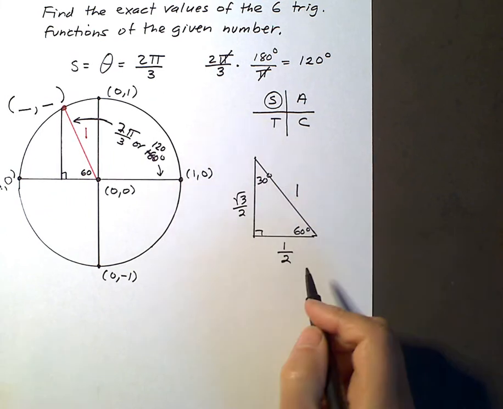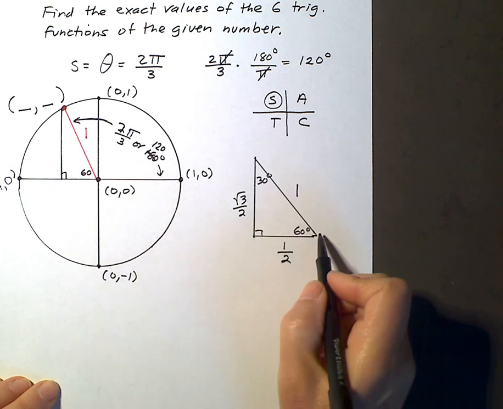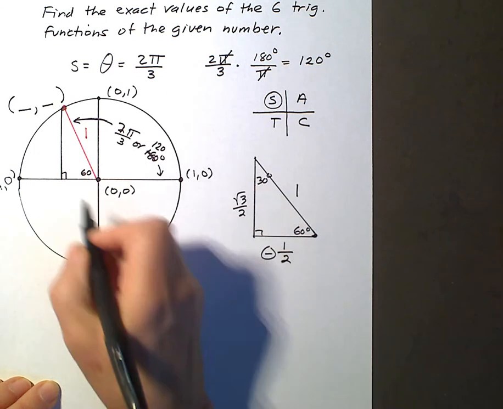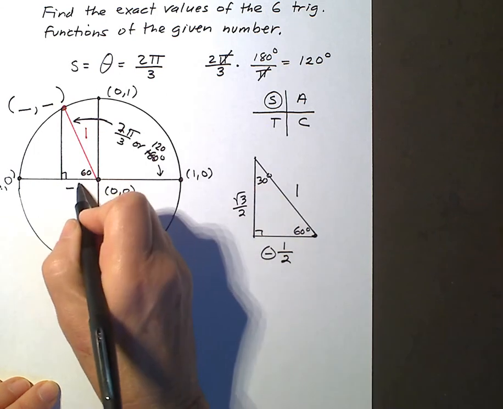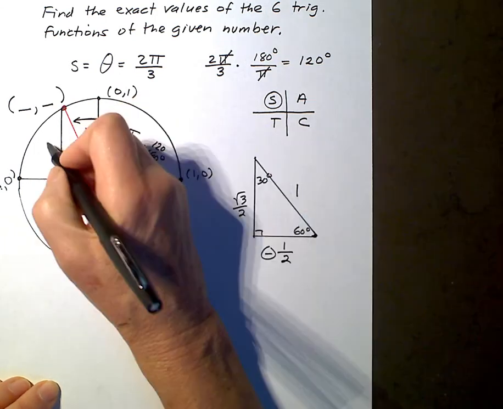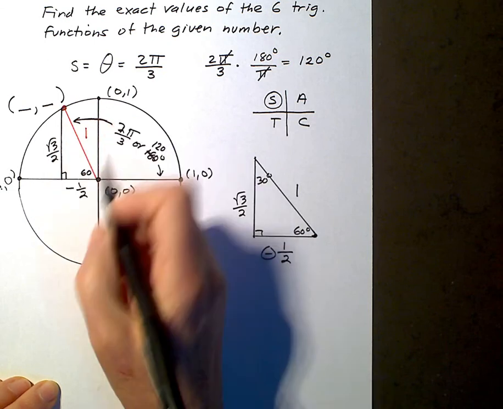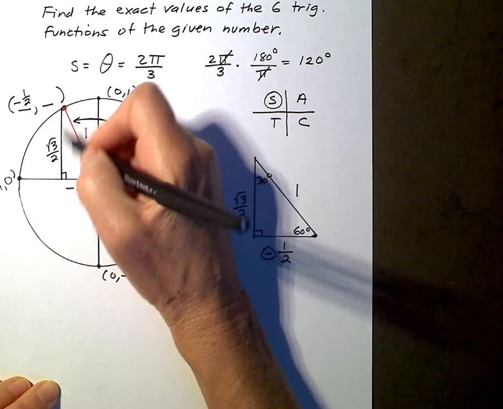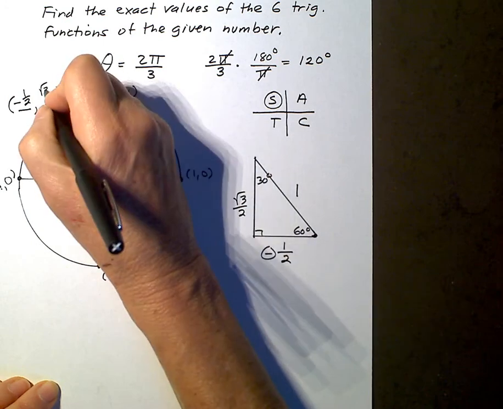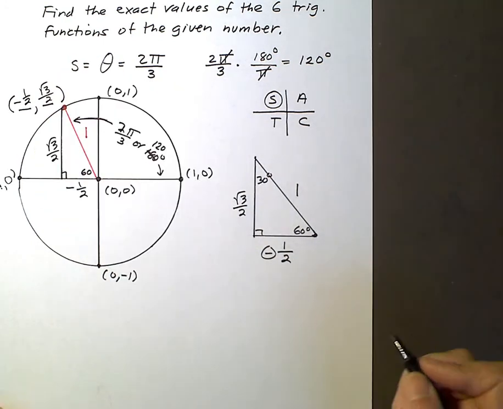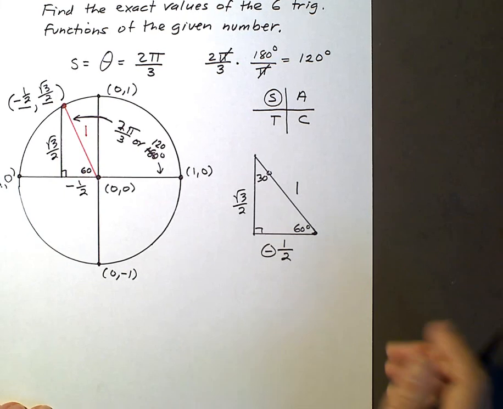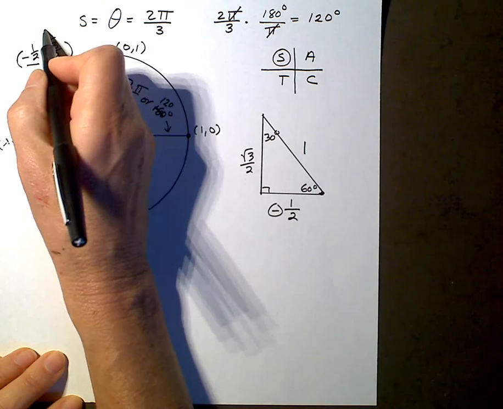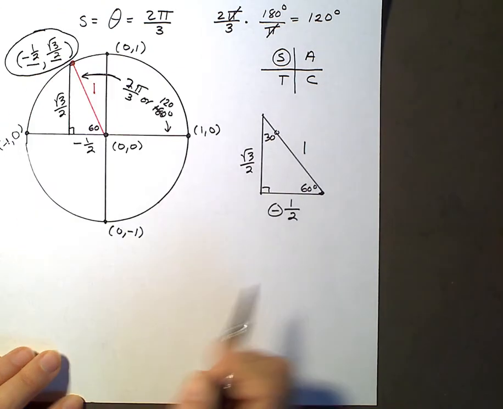So now I'm going to put those back into the triangle, but I'm going to remember that since this was the origin, I moved left, so this has got to be a negative. So this distance is negative 1/2, and this distance is root 3 over 2. So that gives me my x coordinate of the point, and this gives me my y coordinate. And now I can find my 6 trig functions. So it's this ordered pair that you're trying to find that gives you all the values you need.